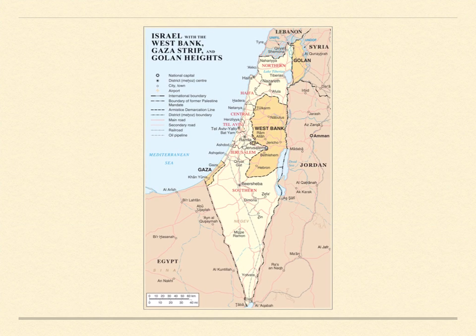Here you have a current map of Israel with the West Bank, the Gaza Strip, and the Golan Heights marked out in the orange color.